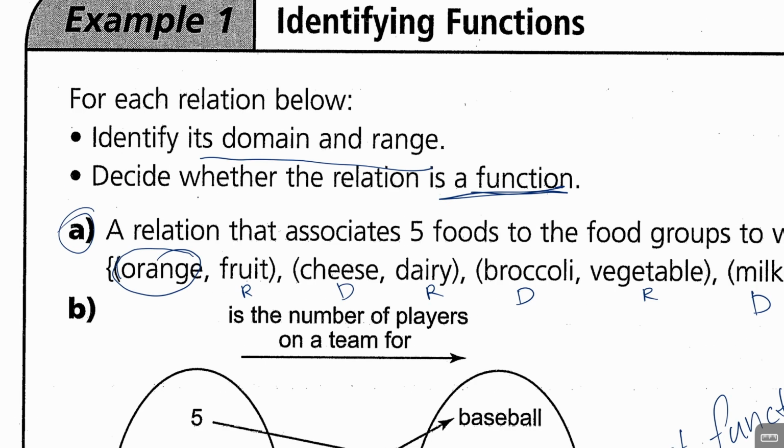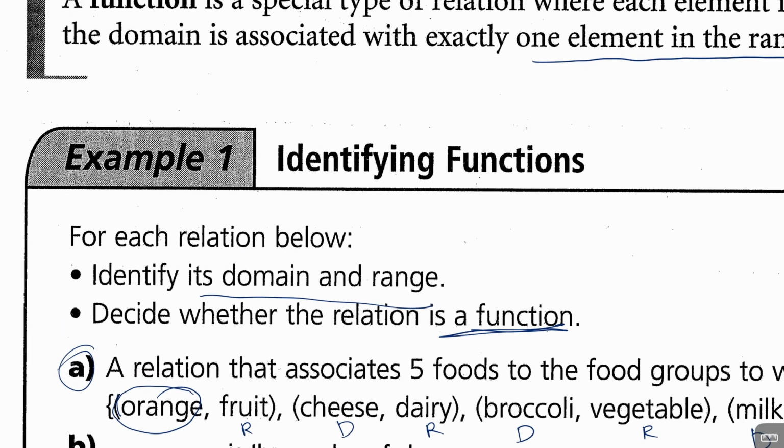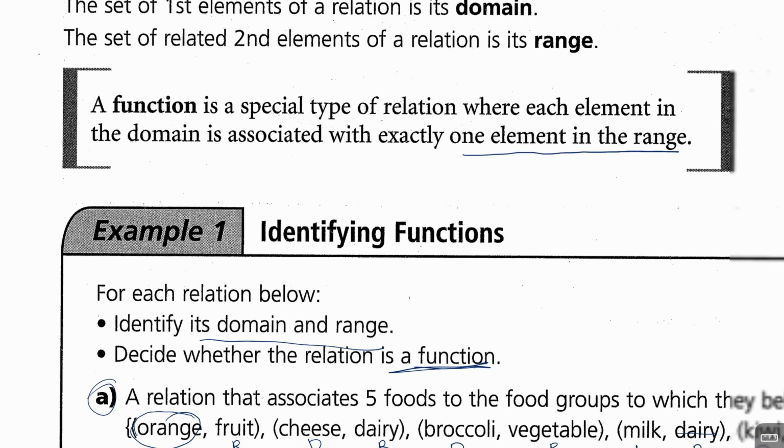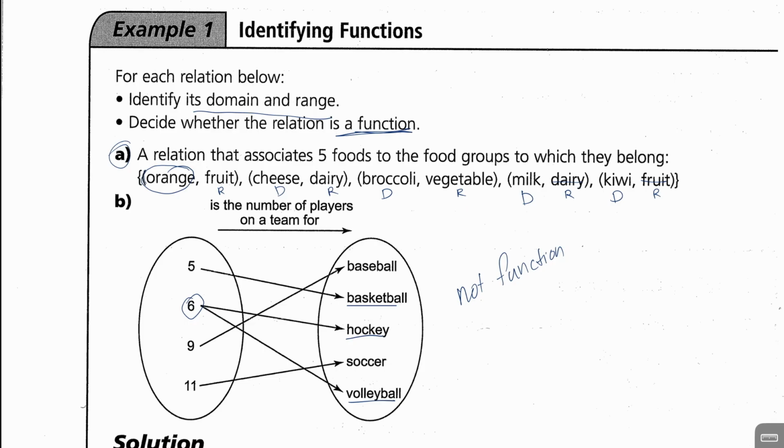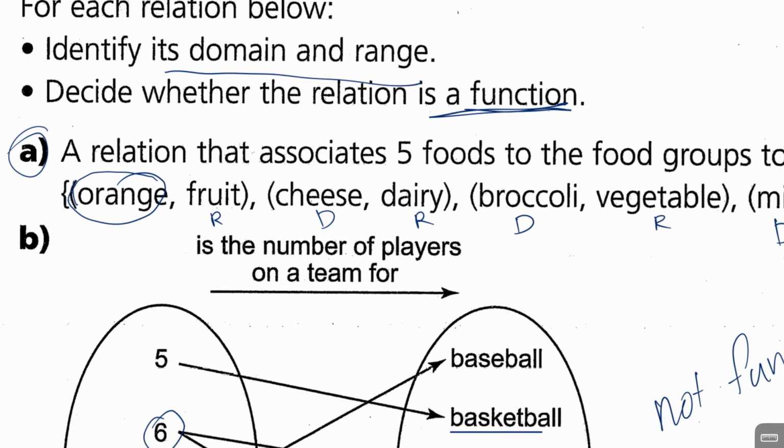Now your second question, decide whether the relation is a function. Okay, so we have the definition of function over here. A function is a special type of relation where each element in the domain is associated with exactly one element in the range. Okay, so this part is important, which means each domain term should be associated with only one element in the range.